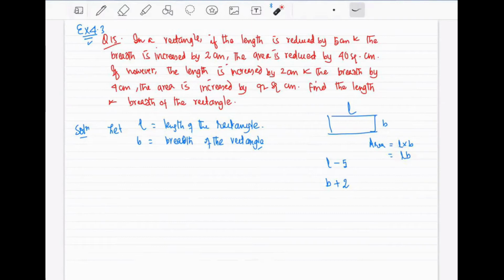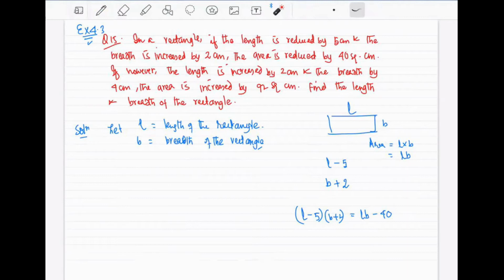Now we do a little bit of modification on the length and breadth. The length is reduced by 5, breadth is increased by 2. In this case, if I find out the area, how do I find out the area? I have to multiply these two, right? So if I multiply the length and breadth, then what happened is, from the original area, the area is reduced by how much? 40 square centimeter. Area is what? Reduced. So the original area is how much? LB. It is reduced. That means we will subtract a certain value. Get it? Why are we not putting L here?